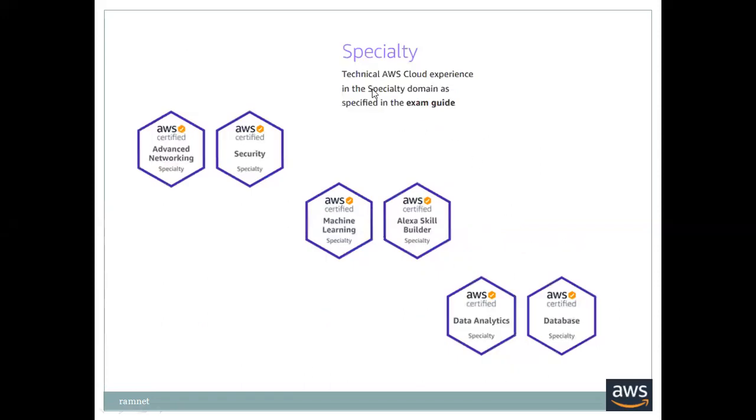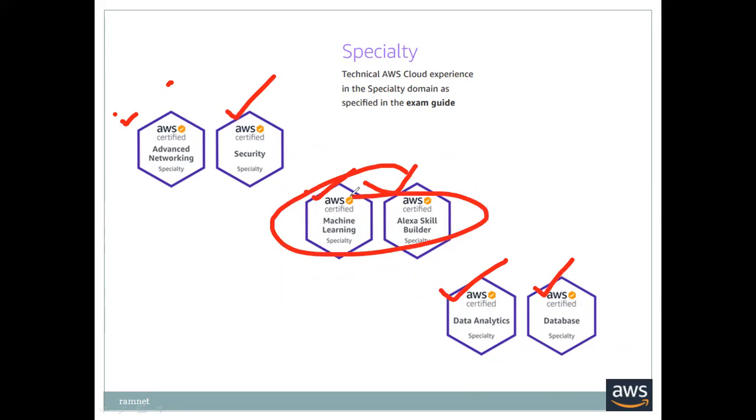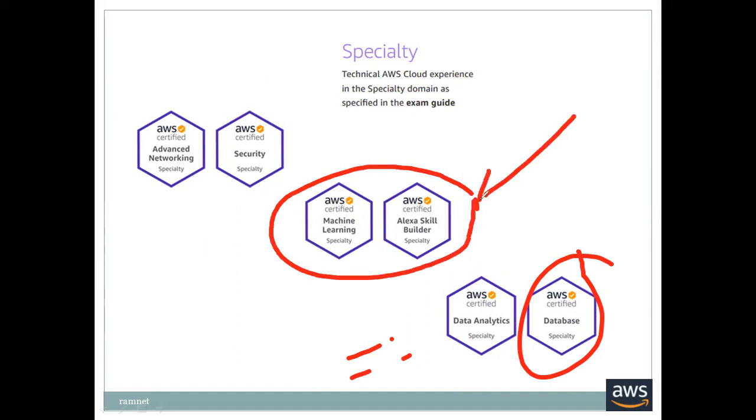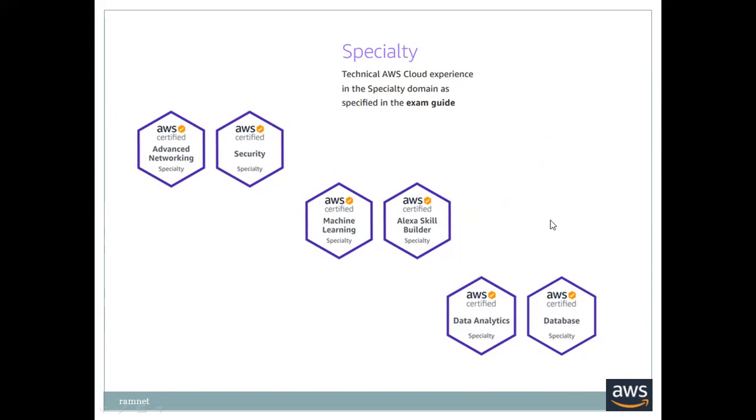In the specialty, technical AWS cloud experience in the specialty domain as specified in the exam guide. So Advanced Networking is one of the specialties. Security is another one. Machine Learning and Alexa. Data Analytics and Database. I guess these are all mingled now. So Advanced Networking, definitely I will be going for. Security also I can go for it. Data Analytics is not my cup of tea, and Database is also not, I'm not going to do that. People who are coming from the database side should be able to take these certifications. Data science people can go for it. Programmers can look for Machine Learning and Alexa skill building, like that. So we will see one by one on these specialty level certifications.